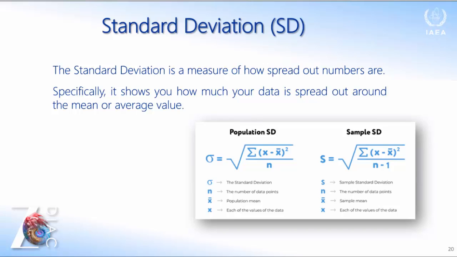Another term that we have to explain before we continue toward calculation, explaining how we will calculate the inter- and intra-assay precision or variability, is the standard deviation. The standard deviation is a measure of how spread out our numbers are, or specifically it shows us how much our data is spread around the mean or average value of the data set. So you have here the formula for calculating the standard deviation, both for population and the sample.